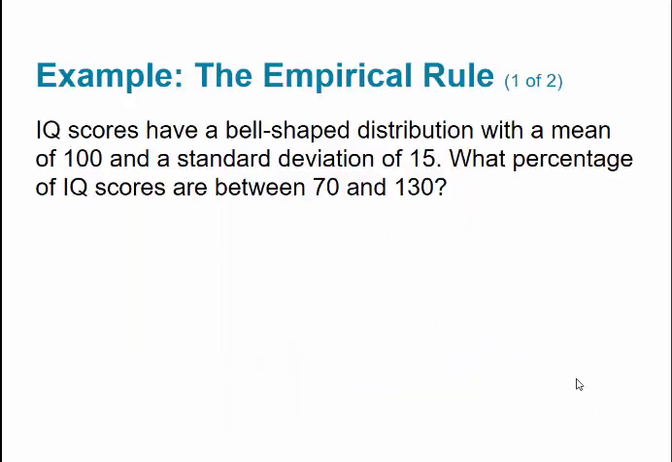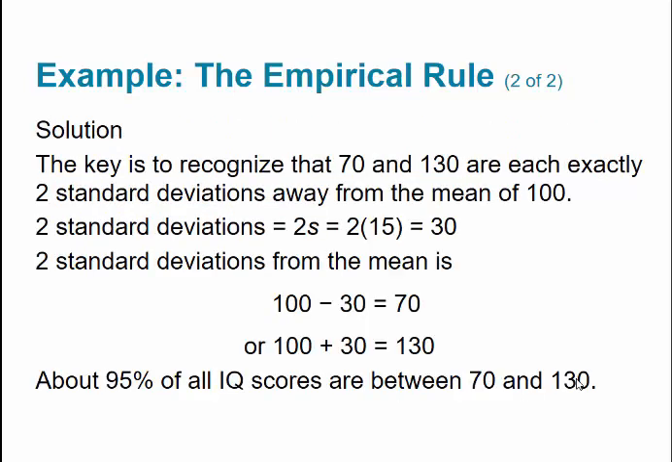Now, here's an example. IQ scores have a bell-shaped distribution with a mean of 100 and a standard deviation of 15. So what percentage of IQ scores are between 70 and 130? The key here is to recognize that 70 and 130 are each exactly 2 standard deviations away from the mean of 100. So 2 standard deviations will be 2 times s, which is 2 times 15, which is 30. So 2 standard deviations from the mean would be 100 minus 30, which is 70, or 100 plus 30, which is 130. So given this information, about 95% of all IQ scores should be between 70 and 130.